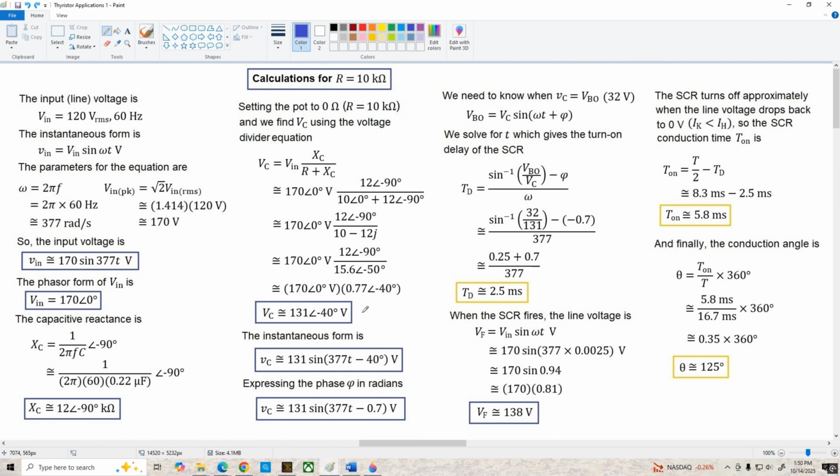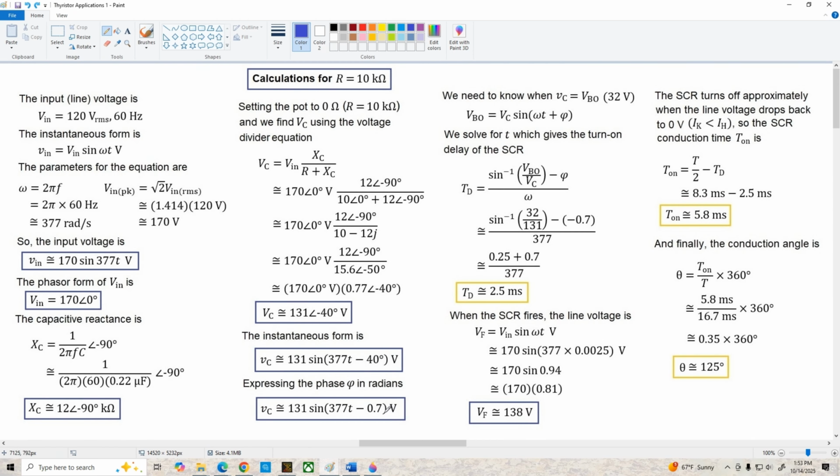Next, I'm going to express this phasor in instantaneous form, and that's 131 sine 377t minus 40 degrees. And I've used degrees because I like them better. They're easier for me to relate to, but I'm going to do my calculations using radians. So this minus 40 degree phase angle works out to be minus 0.7 radians, and this would be the form of the equation I'll use for my calculations.